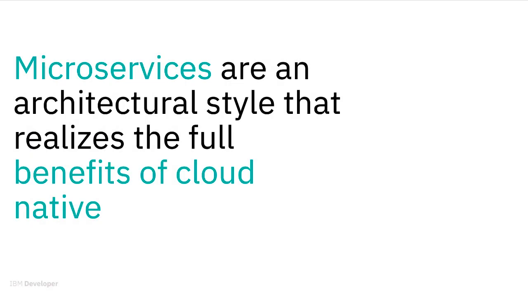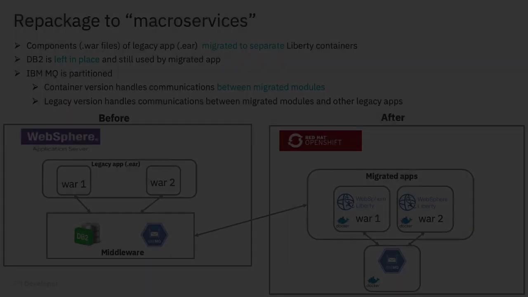Let's just talk a few minutes about microservices. One of the key points about microservices is that they allow you to realize the full benefits of cloud native. You saw some of those benefits right there: the ability to scale different workloads automatically, to have load balancing across these components, and the ability to update them with zero downtime. So microservices are the style that allows you the full benefits.